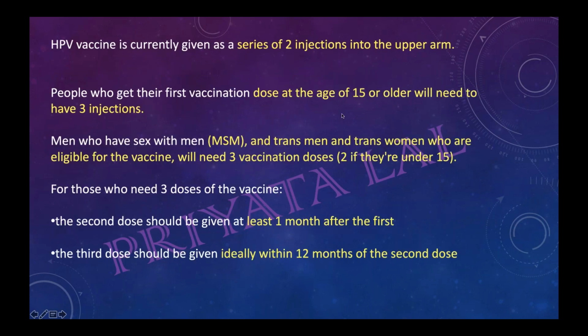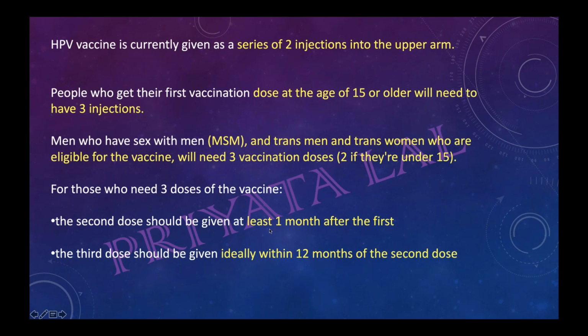This part again, so usually a series of 2 injections is given. They are given in the upper arm. You may get this in SBA also. And if the patient is more than 15 years of age, because under 15 they missed their vaccination, in that particular situation the number of doses will be 3. So they would be given 3 doses. The second dose will be given 1 month after the first dose, and the third dose will be given 12 months after the second dose.